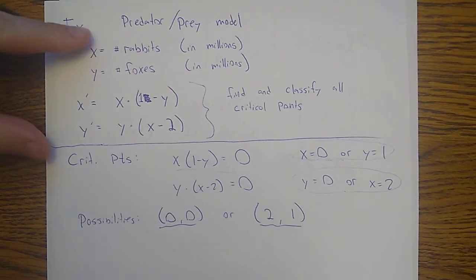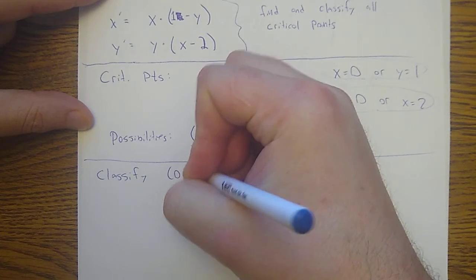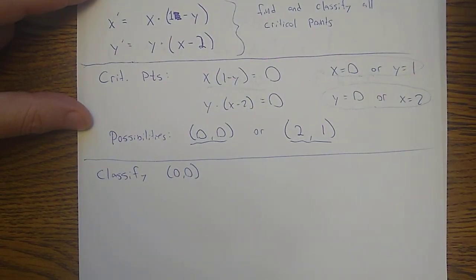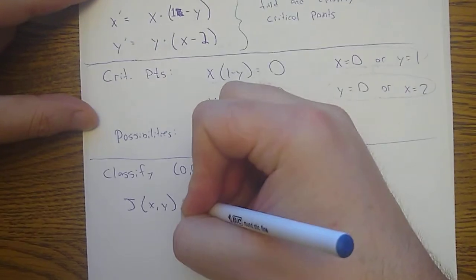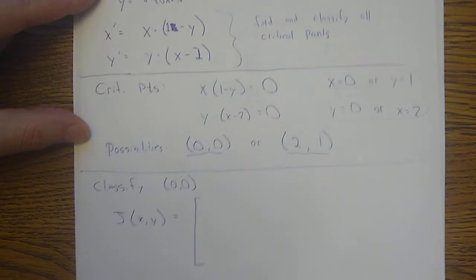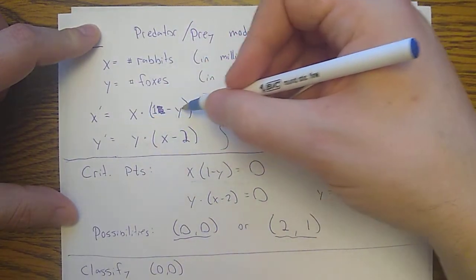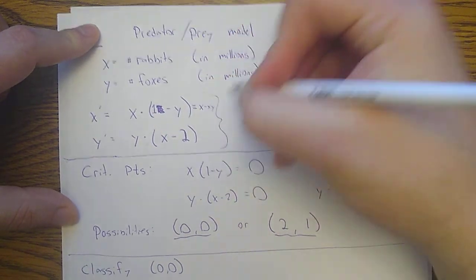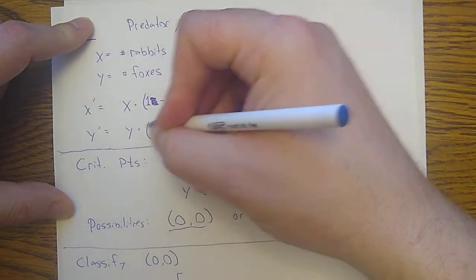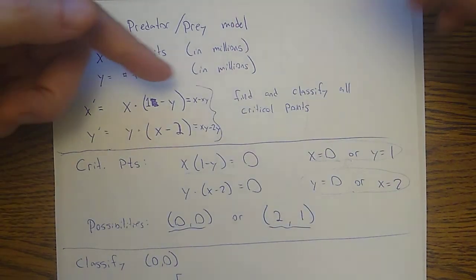So now let's classify them. So we classify 0, 0. I'm going to find the Jacobian matrix. And actually, whoops, since I'm about to do partial derivatives, let me multiply this out. This is x minus xy. And this one is xy minus 2y. That'll make my life easier.